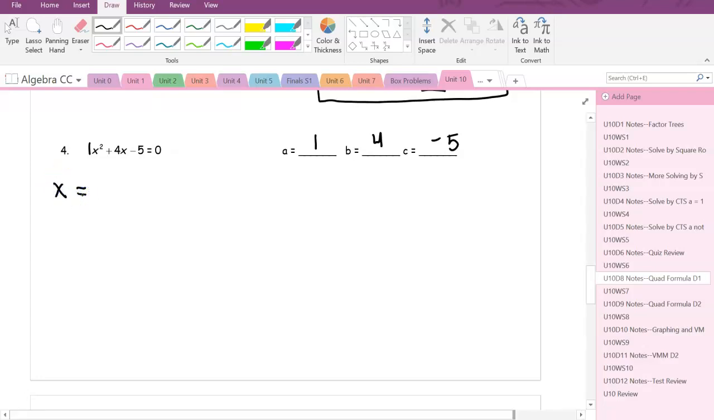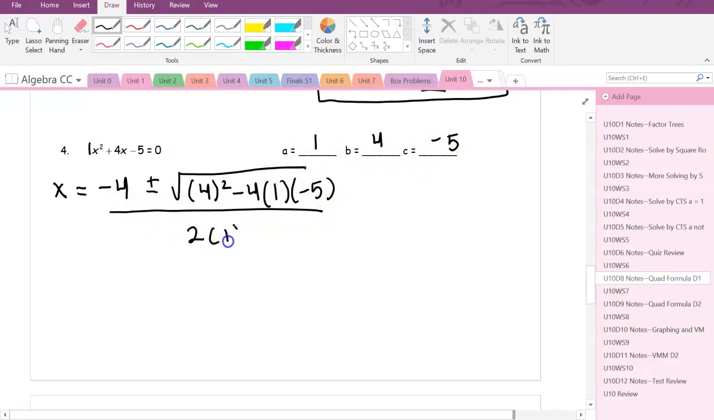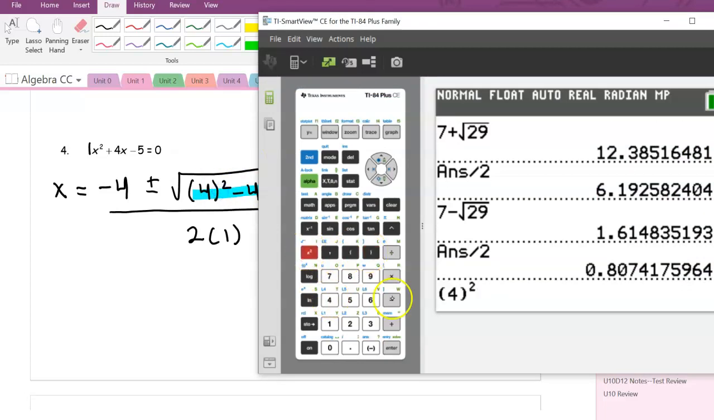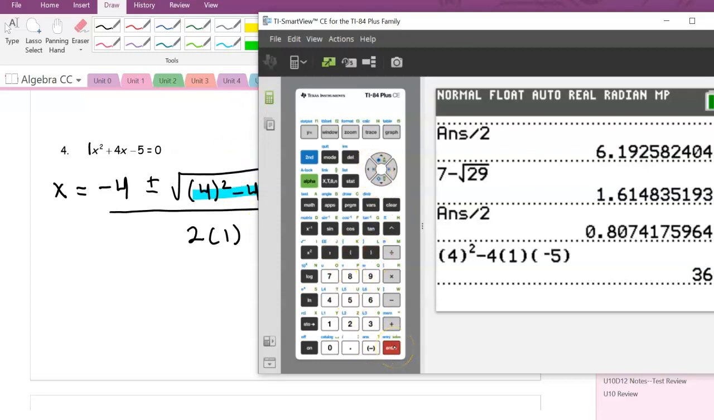All right, so your formula is up at the top. We have x equals opposite B, so it's a negative 4 plus or minus the square root of B squared minus 4 times A times C, all over 2 times A. So once you get all of that plugged in, then you want to evaluate your discriminant, which is just this part underneath the square root. 4 squared minus 4 times 1 times negative 5. And that gives us a 36.